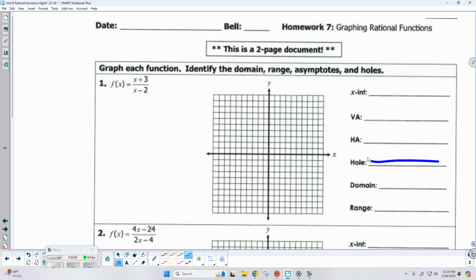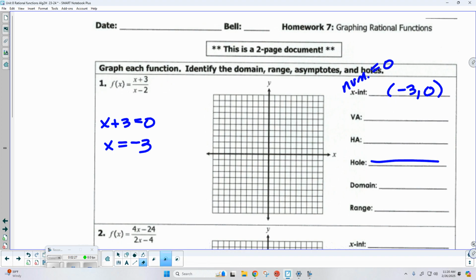So the x-intercept, well, what was I going to set equal to 0? The numerator. Okay, so set the numerator equal to 0. Well, the only numerator here is x plus 3. So if x plus 3 equals 0, x equals negative 3. Now remember, you want to write this as an ordered pair, so negative 3, 0.